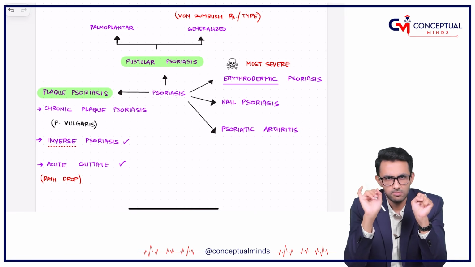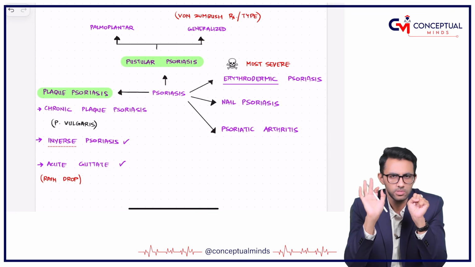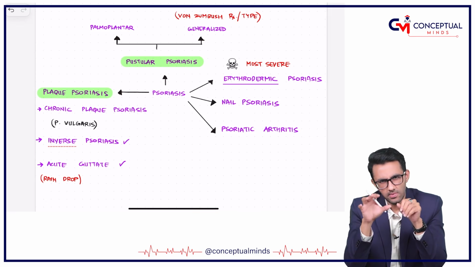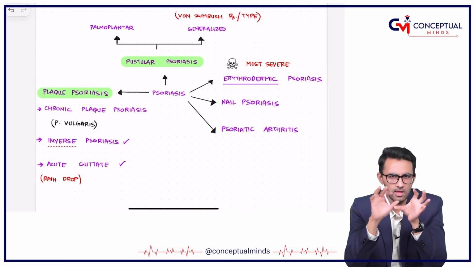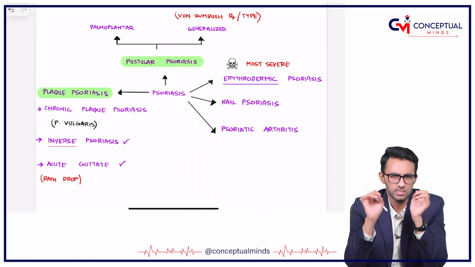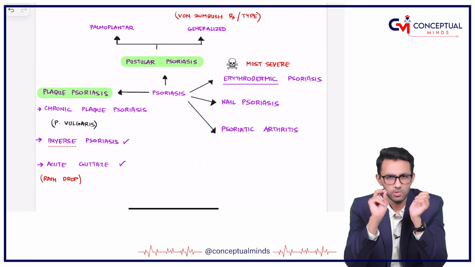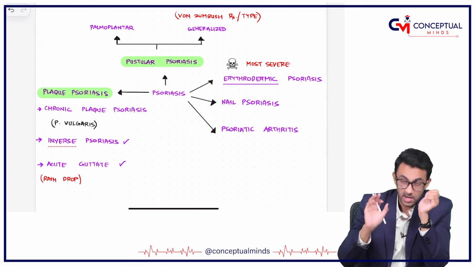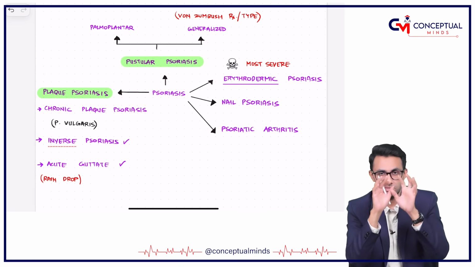Now coming on to the next part. The most severe form is the erythrodermic type of psoriasis. In this, more than 90% of the body is involved. It's the most severe form, and it is a dermatological emergency. The next one is nail psoriasis. Nail psoriasis could be individual, and usually it is associated with another type as well. A lot of images are waiting for us as we go ahead. And the last one is psoriatic arthritis. Okay, that is all about the classification part.